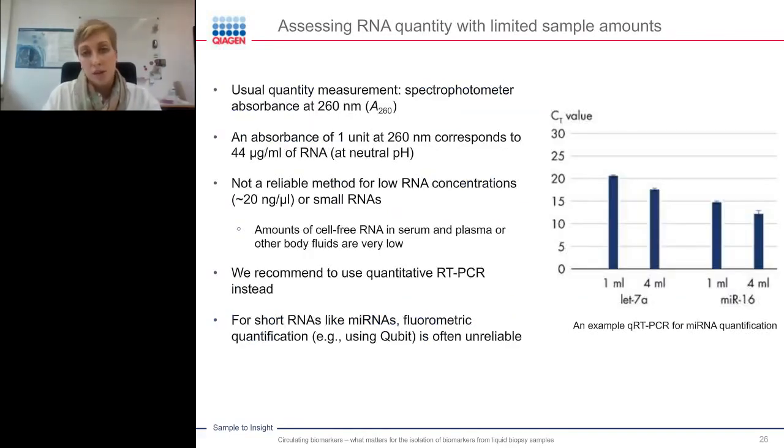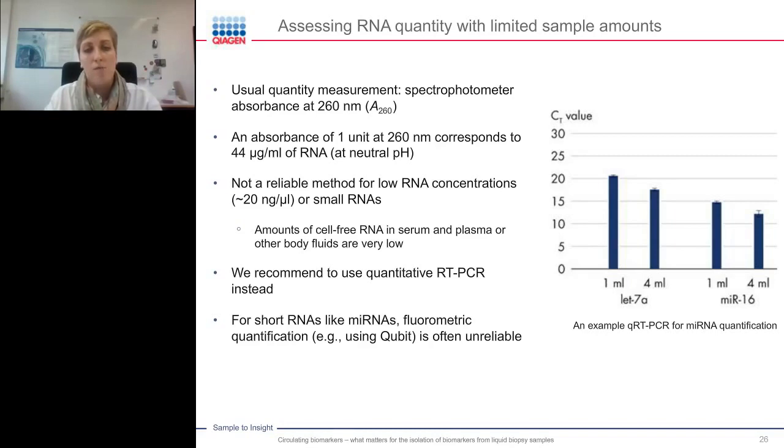Usually RNA quantity is assessed through the absorbance at 260 nanometers in the classical spectrophotometer. However, for this classical measurement, you need to have a certain amount of RNA in your aliquot. If you have very lowly concentrated RNA samples, we do not recommend going with the absorbance at 260 nanometers because it's not a reliable method.